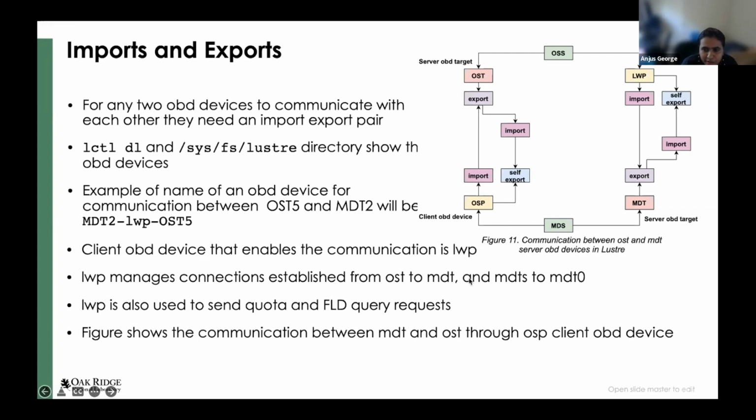So a conceptual view of the communication between OST and MDT through OSP. The OSP OBD device is also shown in the figure. The LWP OBD device manages connections established from OST to MDT and MDTs to MDT0. An LWP device is used in Lustre to send quota and FLD query requests. This figure also shows the reverse communication between MDT and OST through the OSP client OBD device.